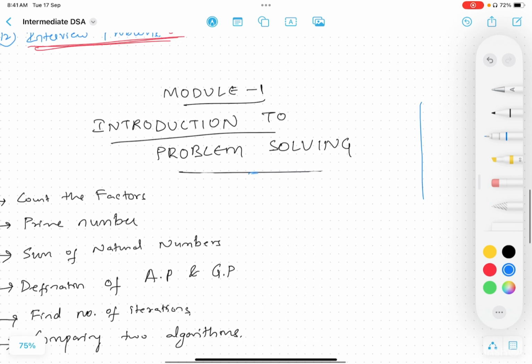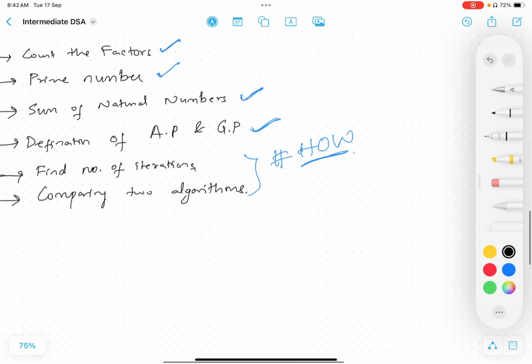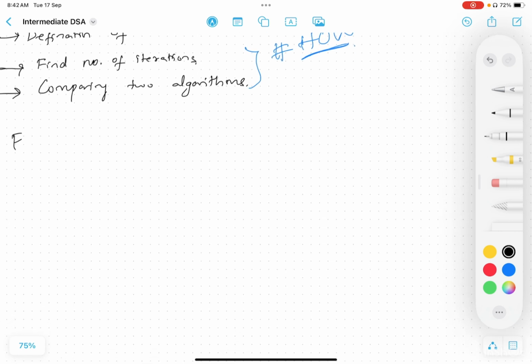We'll start with module 1 for today. In module 1, we'll discuss introduction to problem solving, where we'll start with counting the number of factors. We'll see what is a prime number, how you relate this to factors. We'll see sum of natural numbers. We'll see the definition of arithmetic progression and geometric progression, and we'll also see how you find the number of iterations, or how you compare two algorithms.